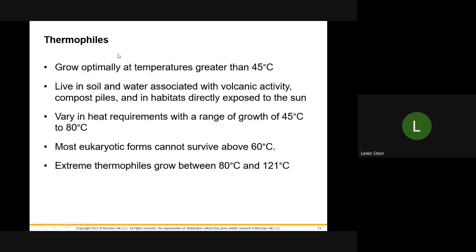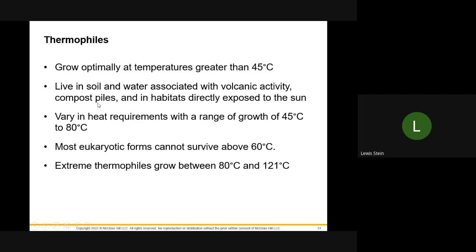This is something that affects us. So that's really not a category. The categories you have to know are the psychotrophs, the mesophiles, and this bad boy, thermophiles. Optimally above 45 degrees, live in the soil and water associated with volcano. In other words, not in the middle of the volcano, but close to it.